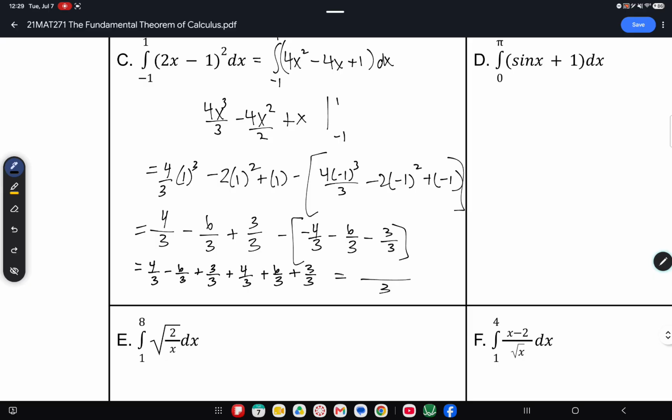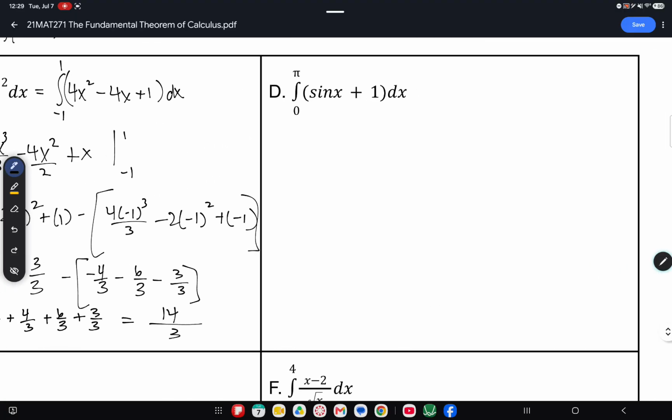And then let's see what we get. So 4 minus 6 is negative 2. Negative 2 plus 3 is 1. 1 and 4 is 5. 5 and 6 is 11. And 11 and 3 is 14. So 14 thirds.